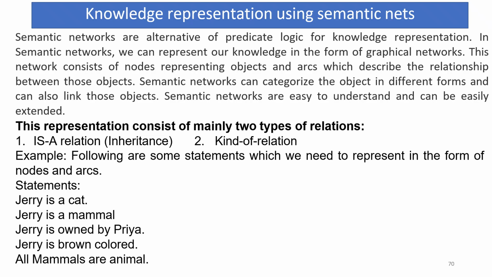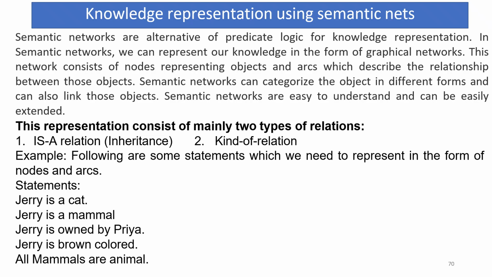Kind-of relation is the second category. It shows that one category is a type or a subclass of another category. Cat is a kind of mammal. Mammal is a kind of animal. Let's take the given statements as an example. Jerry is a cat. Jerry is a mammal. Jerry is owned by Priya. Jerry is brown colored. So how do we represent this in a semantic representation?